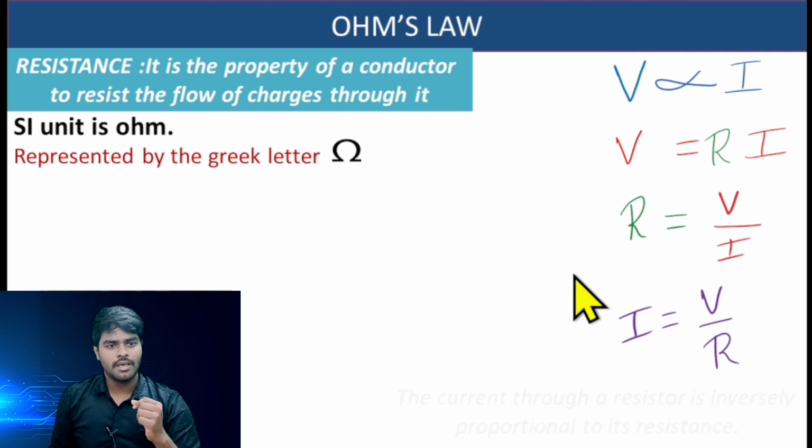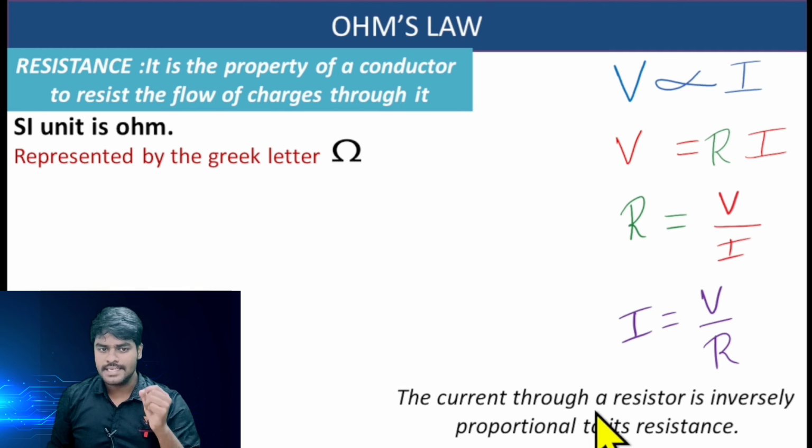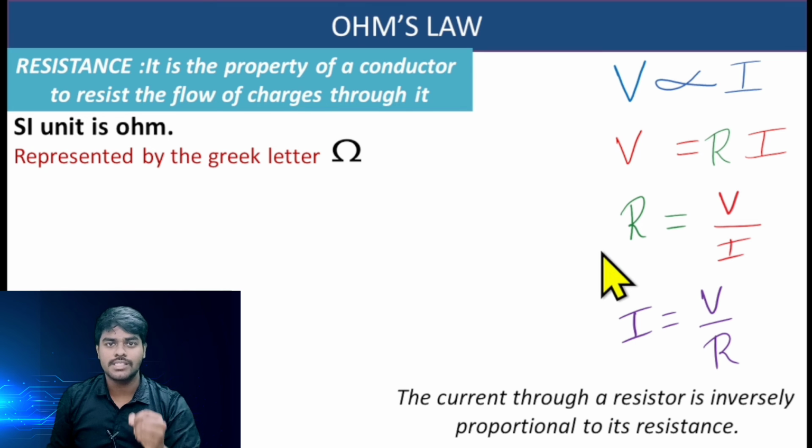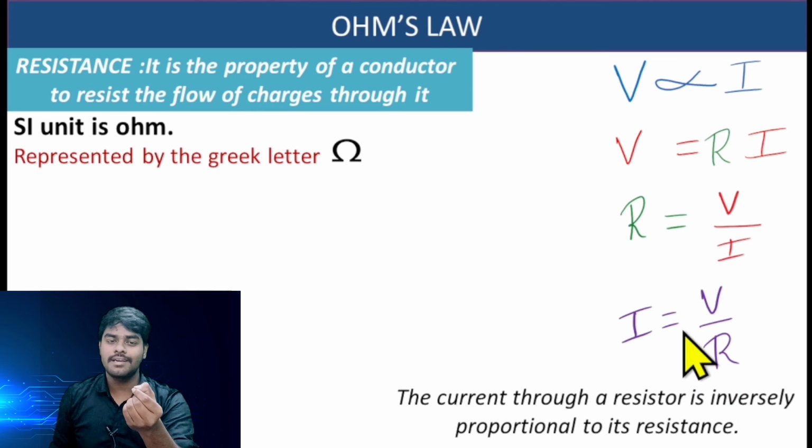The current through a resistor is inversely proportional to its resistance. Now see clearly. If a conductor has more resistance, the current decreases. Suppose in another conductor the resistance is very low, then the flow of current is very high. They are inversely proportional to each other. If the current increases, resistance decreases. If the resistance increases, then the current decreases. There is a point you have to remember.